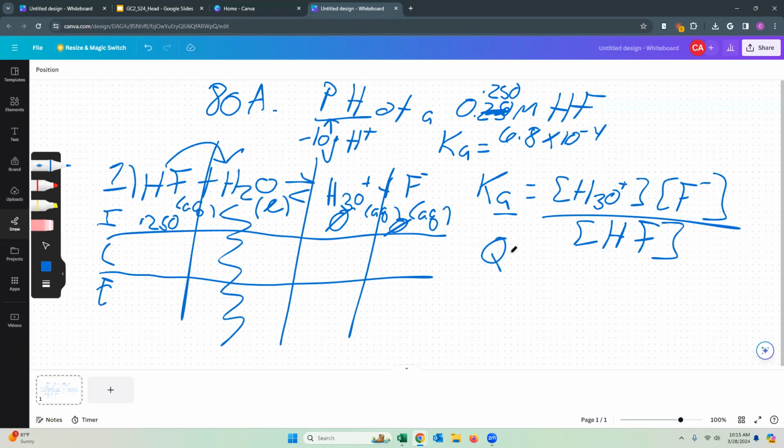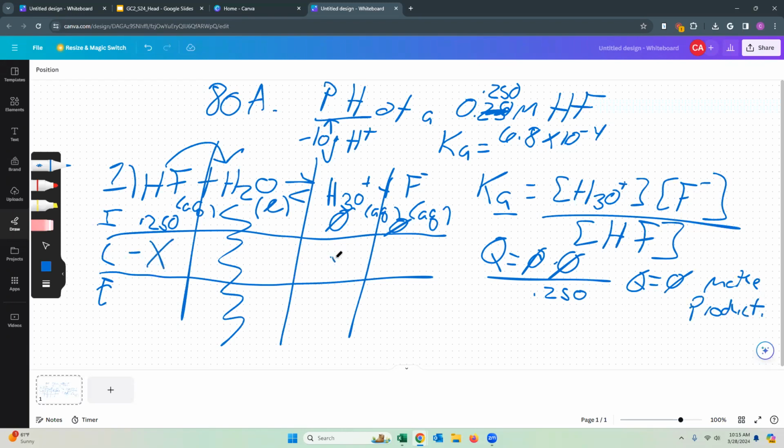We can calculate our Q based on initial concentrations. Remember, Q is the same thing as K, just not at equilibrium. So Q is the concentration of H3O plus initial 0 times F minus 0 divided by HF, 0.250. This Q is 0, and if Q equals 0, that means you make products. That means we're going to lose reactant. So we do minus X, plus X, plus X. So we have 0.250 minus X, X, and X.